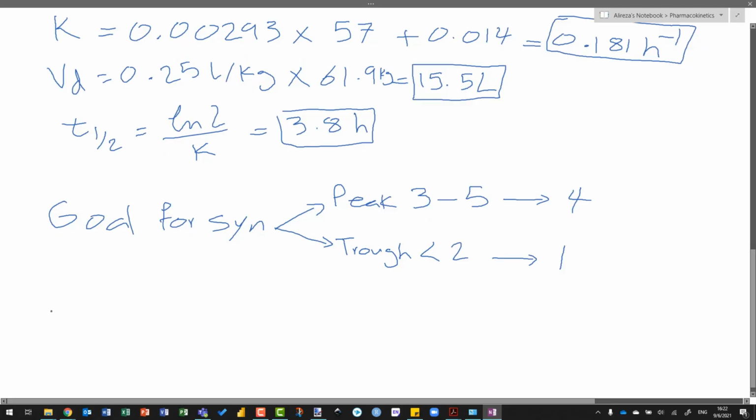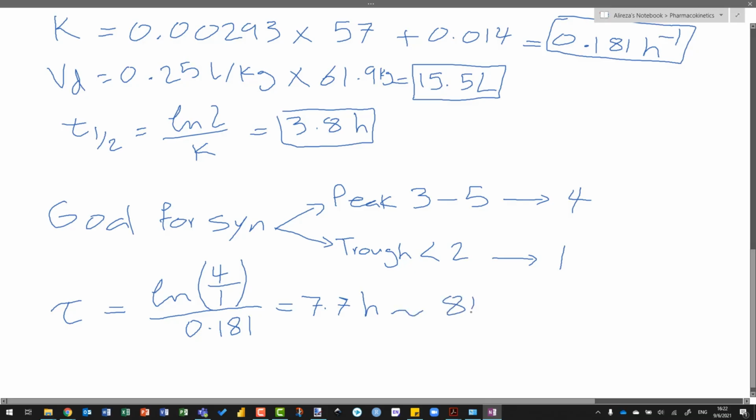Now the next thing we calculate is tau, which is the frequency. So it's ln of your target peak. This is what you want to achieve. This is not something that's measured yet because we haven't started gentamicin yet. So we are hoping to use a frequency that would give us a peak of 4 and a trough of 1. So this equation helps us separate the doses to allow time for the body to clear gentamicin to go from a peak of 4 to trough of 1. And in the denominator you put K, which is 0.181 in this case, and this will give you 7.7 hours. Okay, now with the tau you do want to round it to numbers that clinically make sense. So in this case it's every 8 hours.